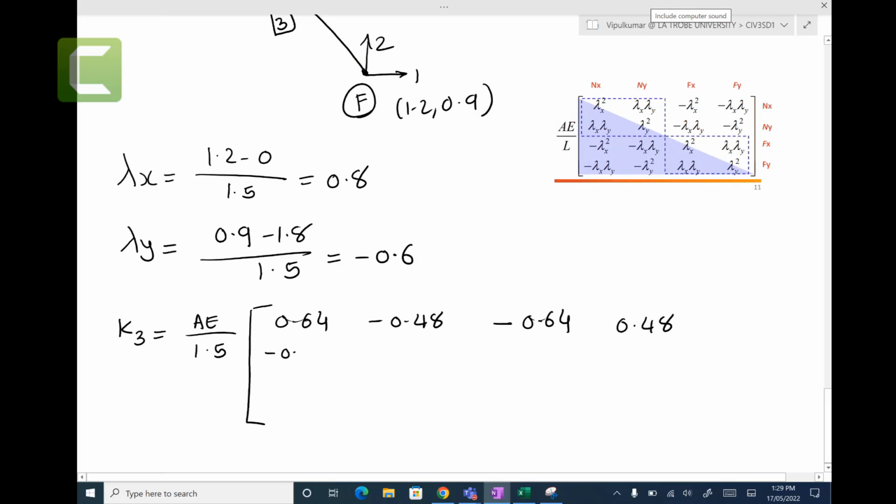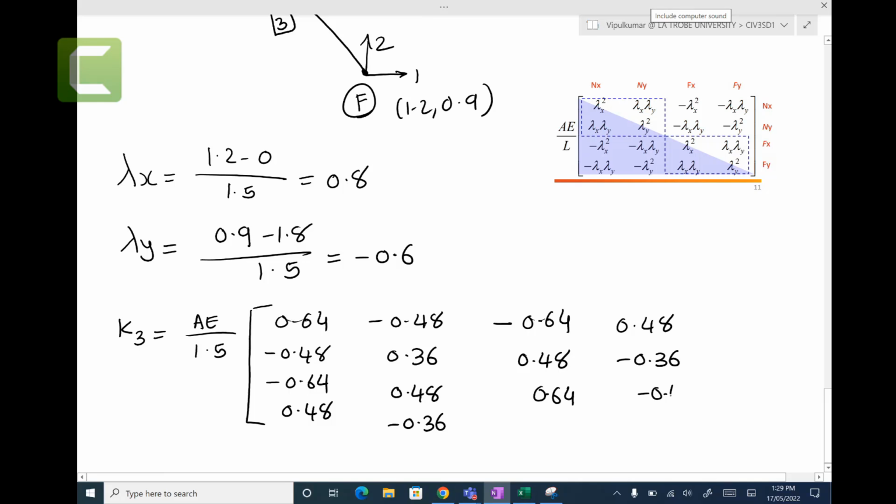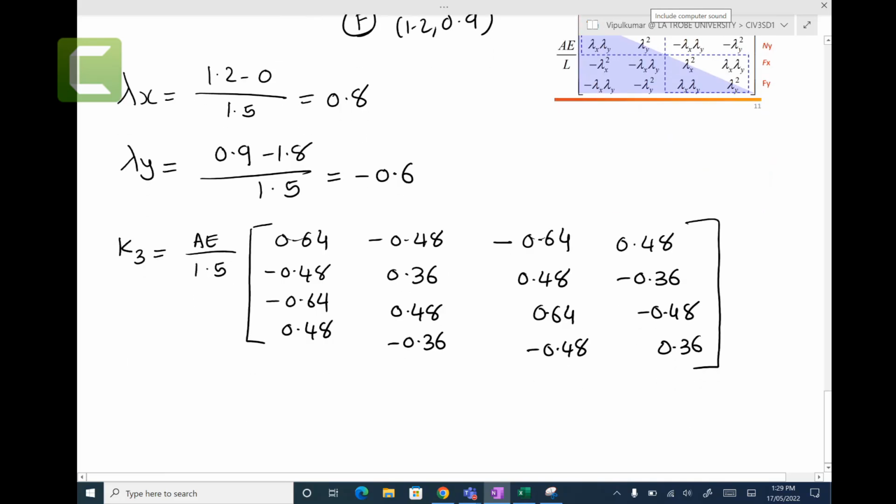And then you just copy this line. Don't copy it if you're not confident. Just do the plug and chug values and then compare it. Then 0.36, 0.48, minus 0.36, positive 0.48 minus 0.36, 0.64 minus 0.48 minus 0.48 and 0.36. And we will write the coordinates later.